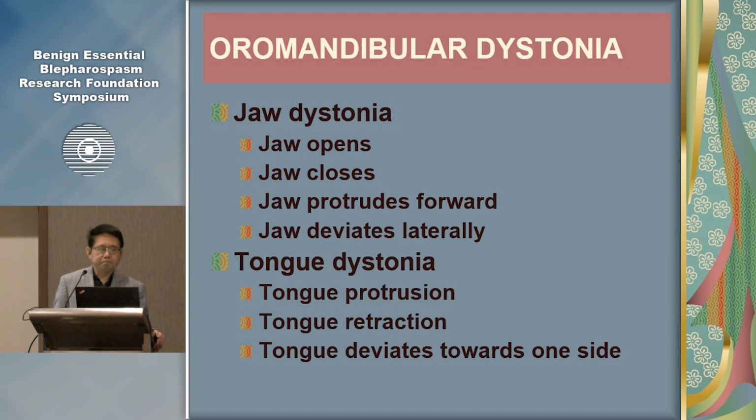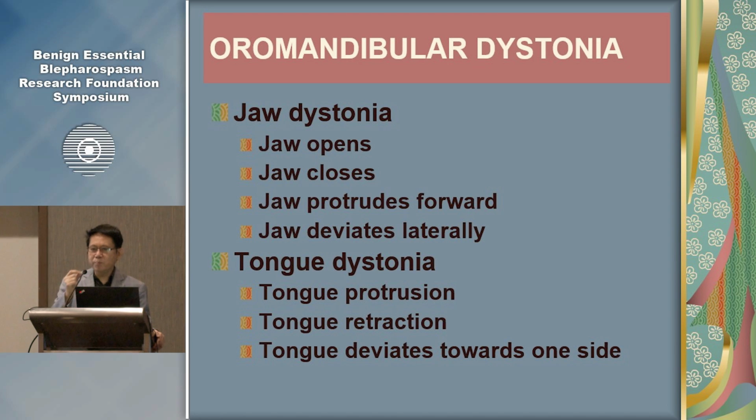Now, what about the tongue? What can the tongue do? The tongue can protrude. If the tongue protrudes, almost inevitably the jaw has to open. So it's very rare to have pure tongue dystonia. And if it is, I have to make them open their mouth, and I see the tongue twisted towards one side.